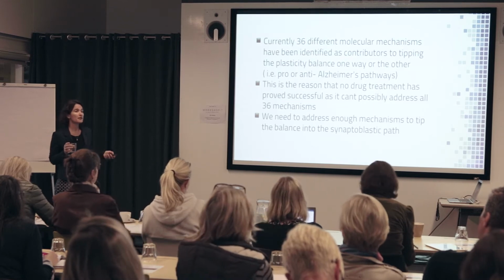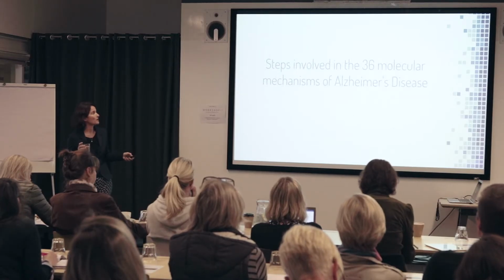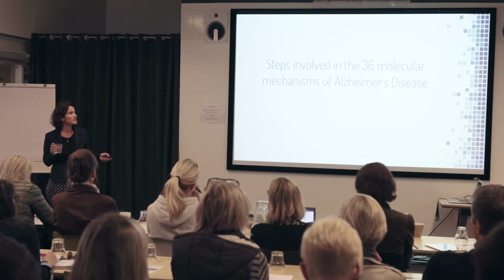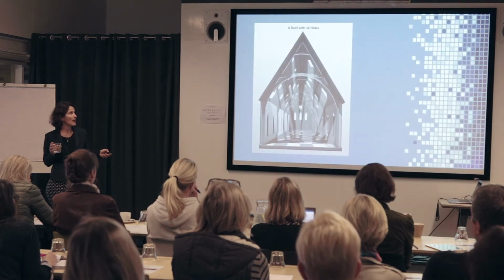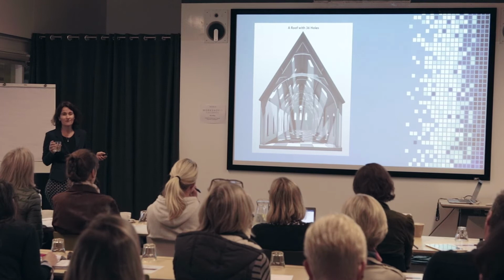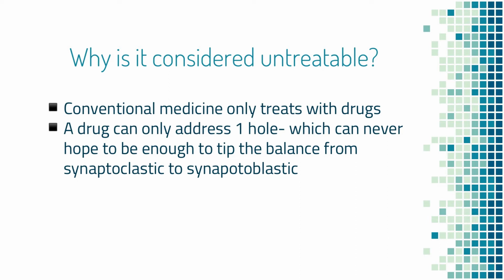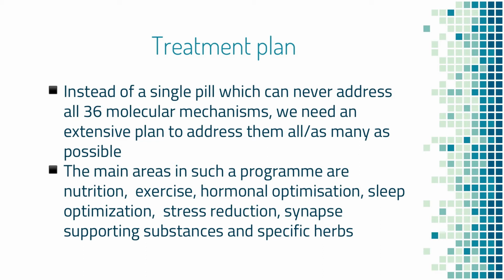And as Yael said, this is the reason that no single drug is ever going to treat or slow down Alzheimer's. We need to address enough of those mechanisms to tip our balance into the synaptoblastic path. There are many steps involved in looking at those mechanisms, which I'm not going to go into now, because it's about 3 pages' worth, but we can test for a lot of them in the lab. Obviously, we're not going to test all 36, but we do as much as we can, and unfortunately we don't have access to all the testing that we need in this country. We talked about the roof with 36 holes, so we're not going to do that again. One hole is never going to tip the balance or be enough to alter the threshold. So instead of that single pill, we're looking at all these other mechanisms, trying to work out which factors play the most role in these patients, and what we are going to do for them.